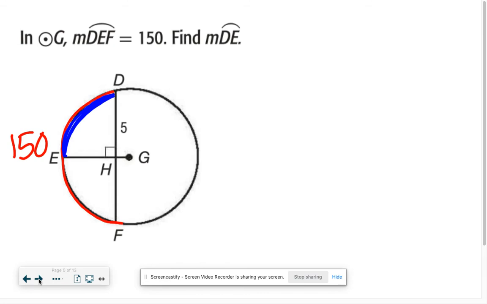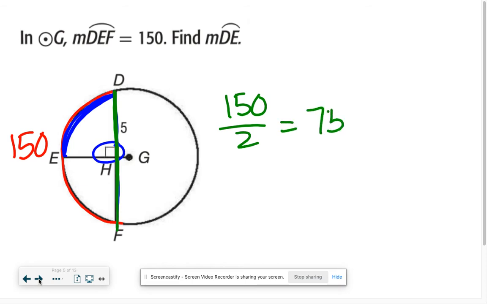So if you forgot that if your radius is perpendicular to its corresponding chord, it splits it in half, right? That's our property that we talked about earlier. So if you forgot that, be reasonable. It looks like it's being cut in half, and you're right, it really is. So 150 divided by 2 is 75.